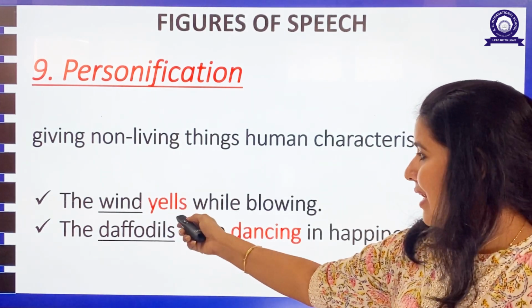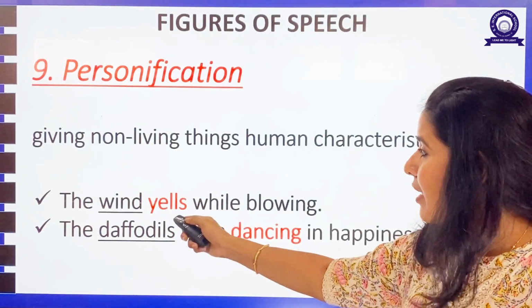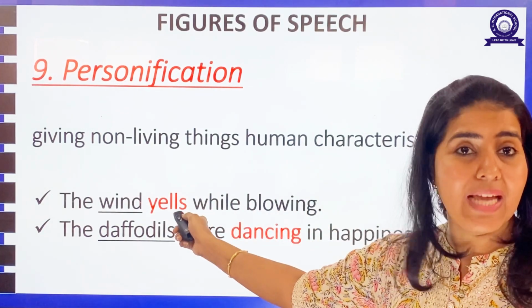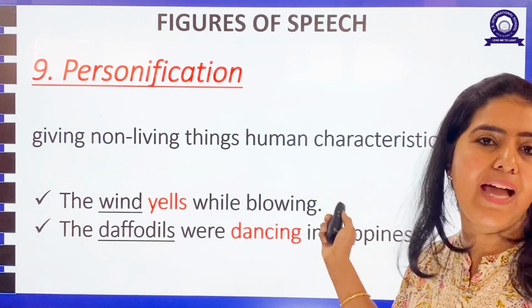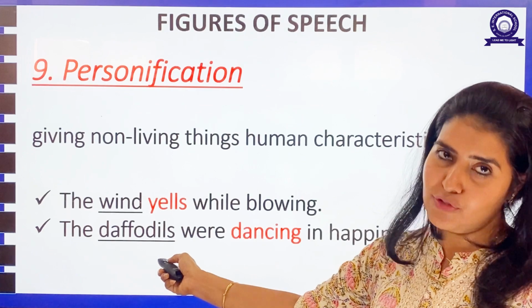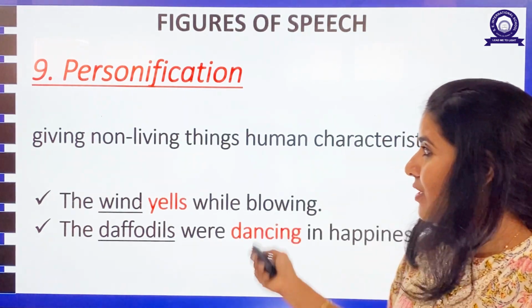Like the wind yells while blowing. So wind here is a non-living thing and we are giving it the human characteristic of yelling. Similarly, the daffodils were dancing in happiness. So daffodils is a non-living thing and we are giving it the human characteristic of dancing.